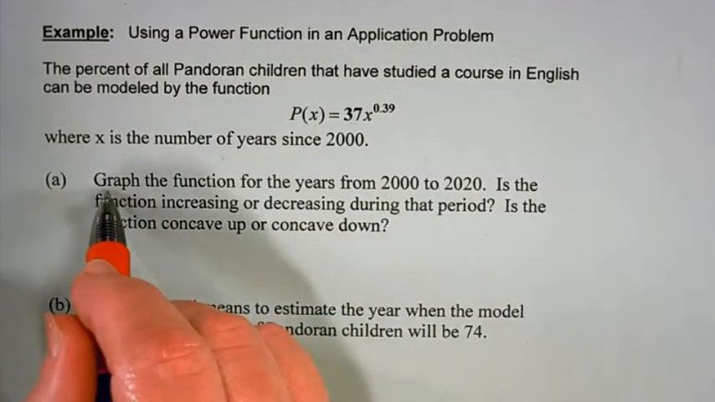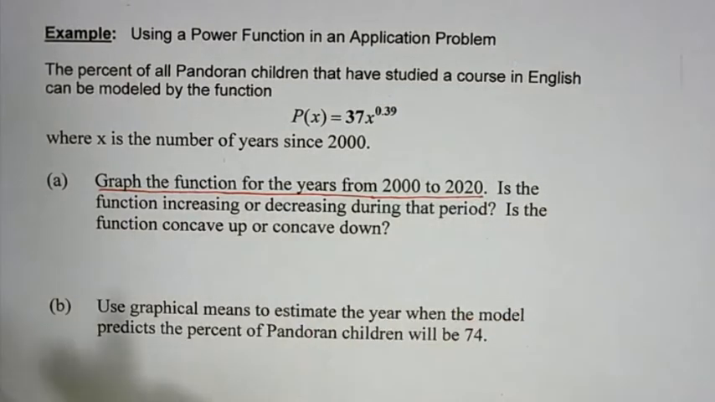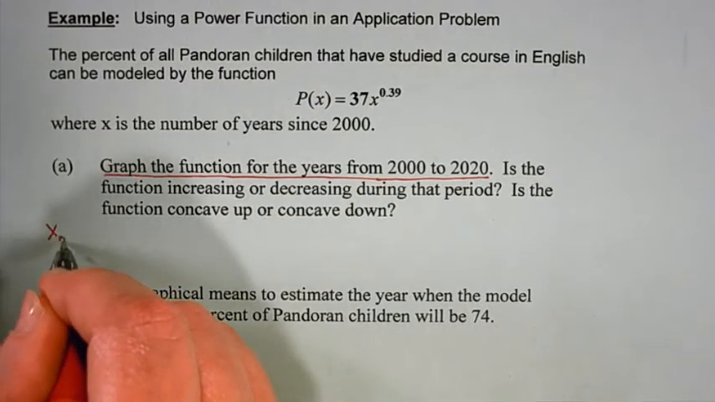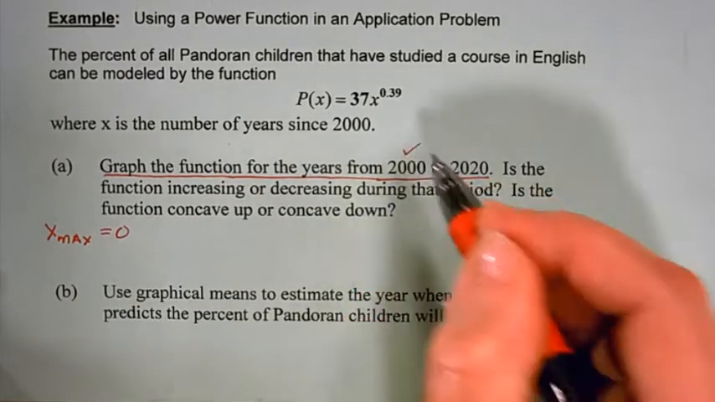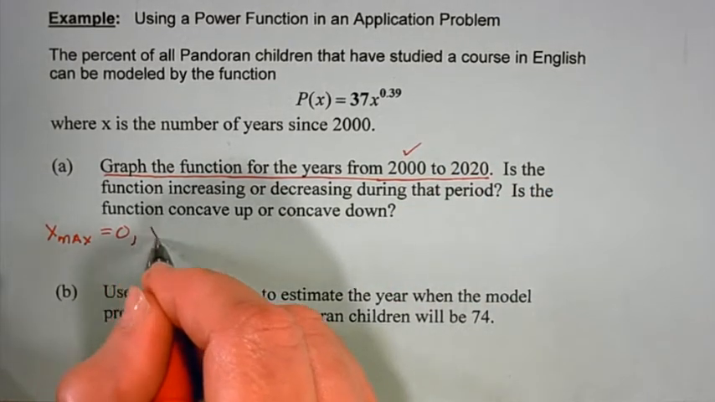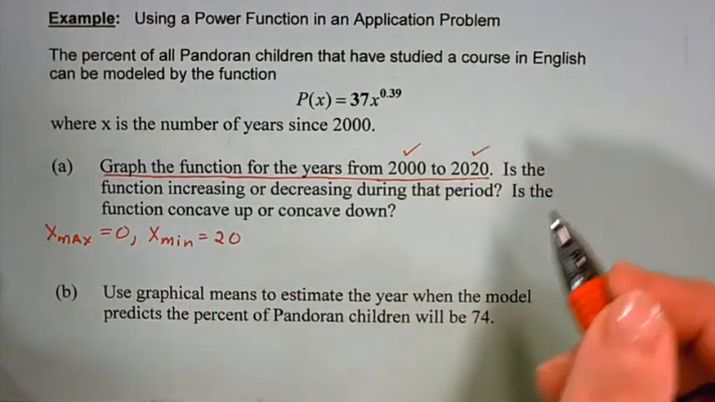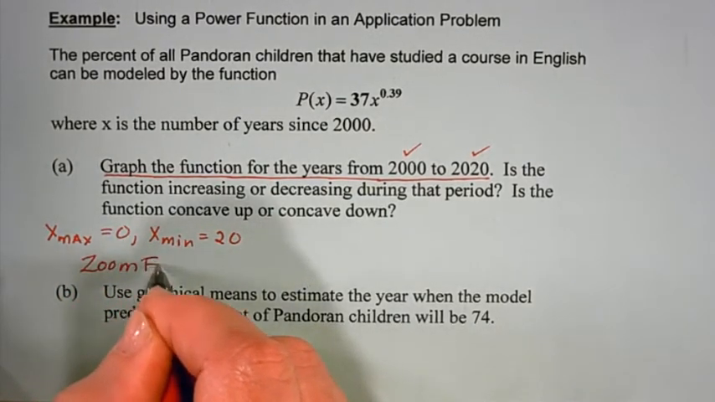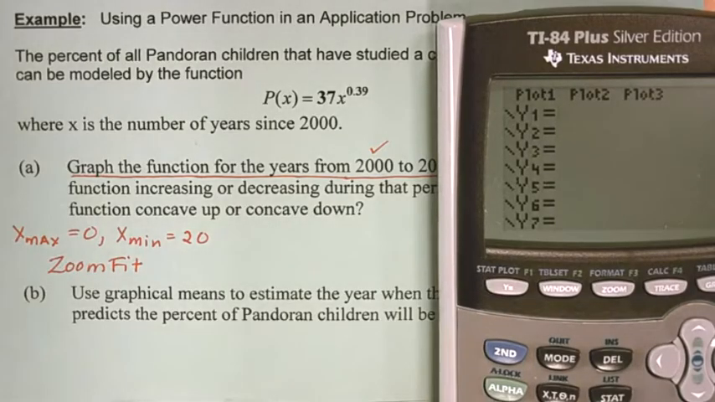First we want to graph the function for the years from 2000 to 2020. So remember how we usually do that. We're going to have an x min that's going to be equal to 0 because that represents the year 2000. And then we're going to have an x max set at 20 because that x equals the year 2020. And then we're going to use a zoom fit on it. So let's go ahead and do that. All right, I'm going to go up to y1.